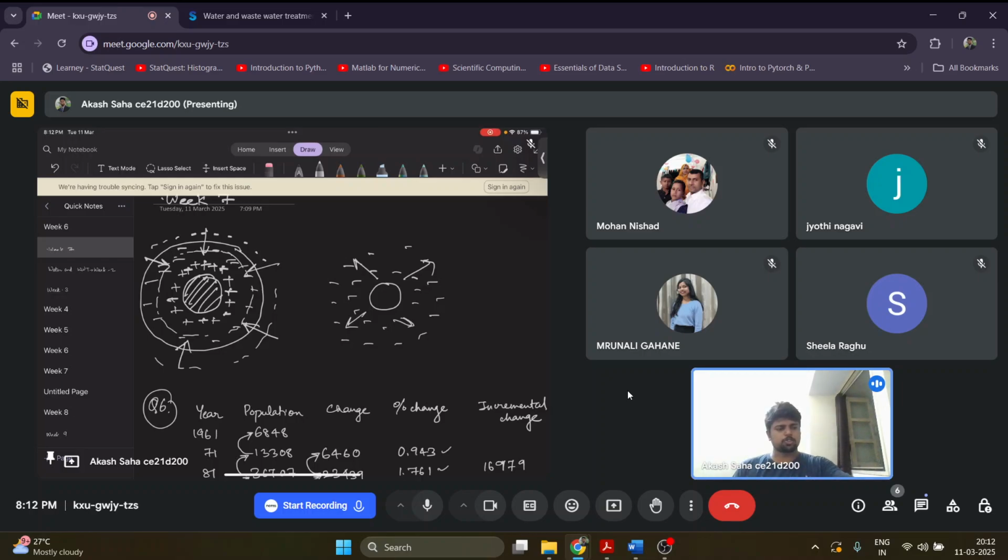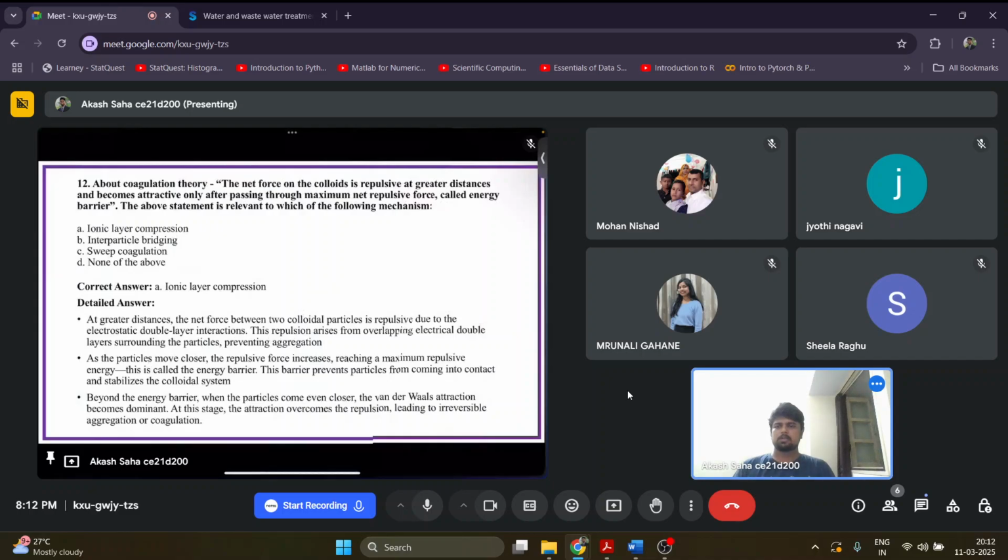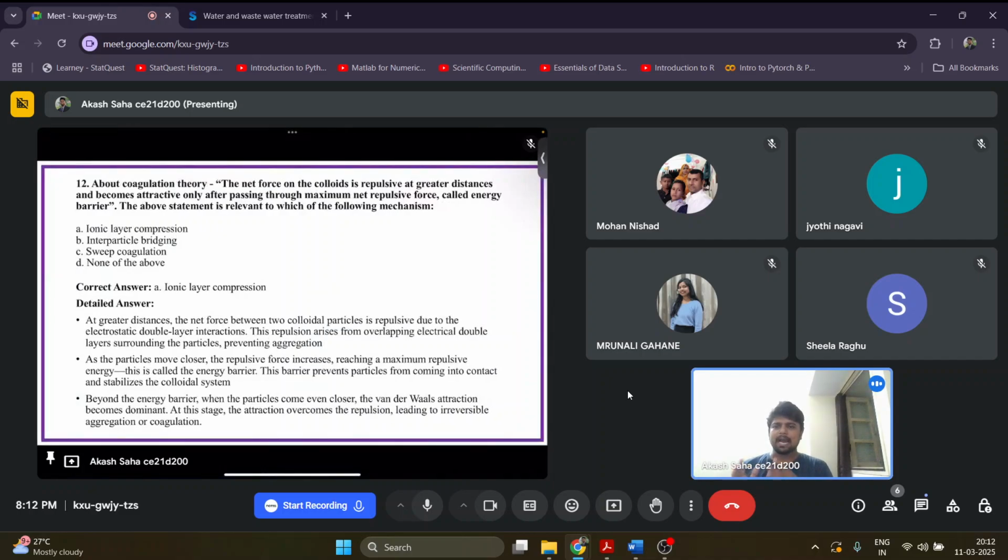Okay, and I also showed you the various layers: the Stern layer, the diffuse layer, and then the bulk solution. So all these things will be happening in the ionic layer compression. In the detailed answer I have written, at greater distances, the net force between two colloidal particles is repulsive due to electrostatic double layer interaction, or the EDL.